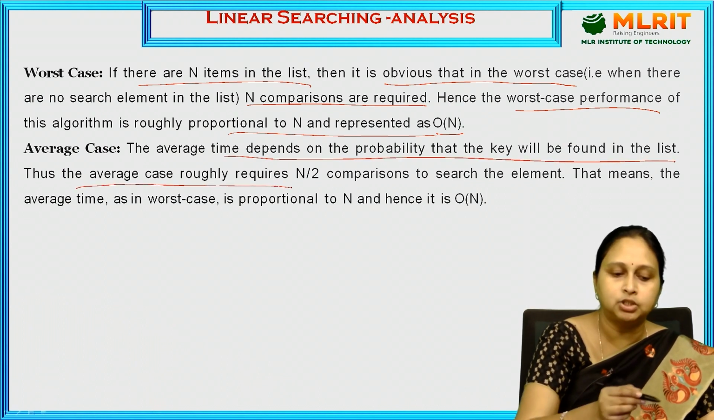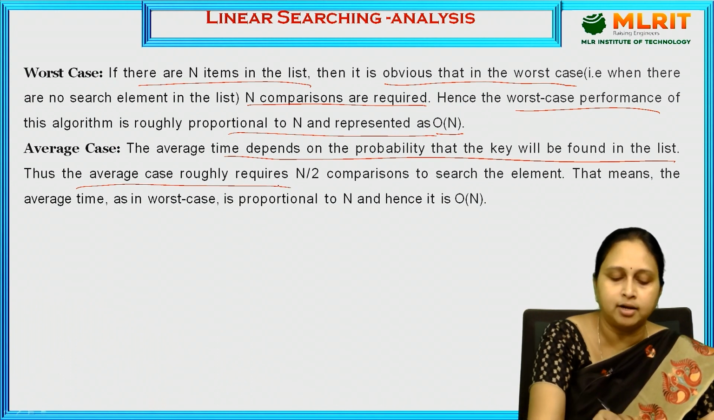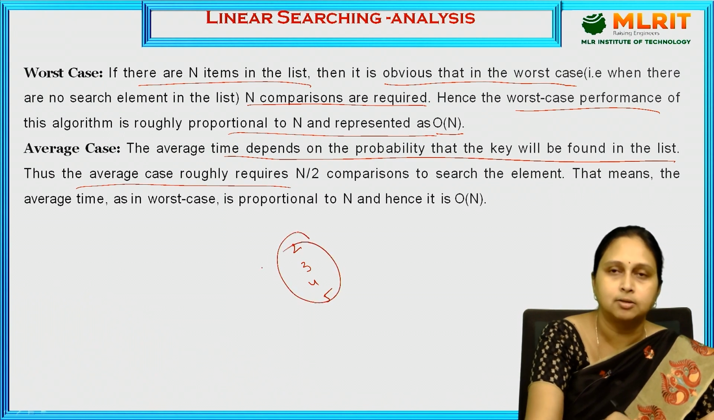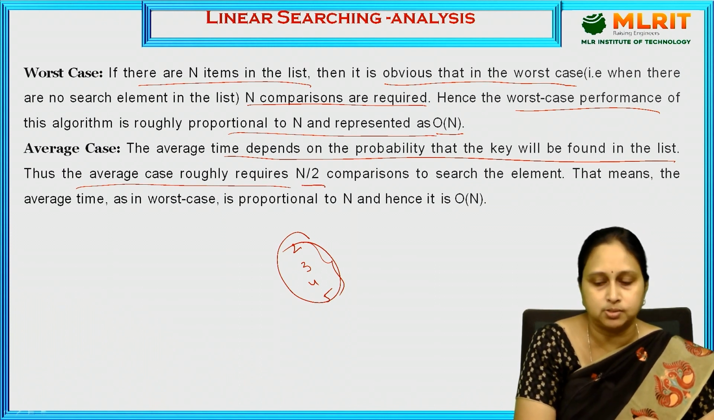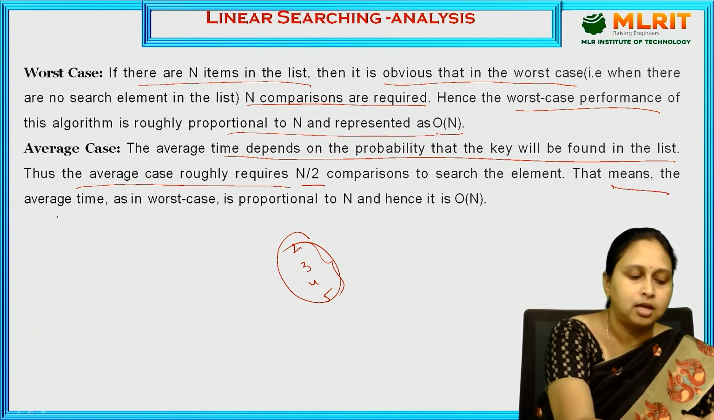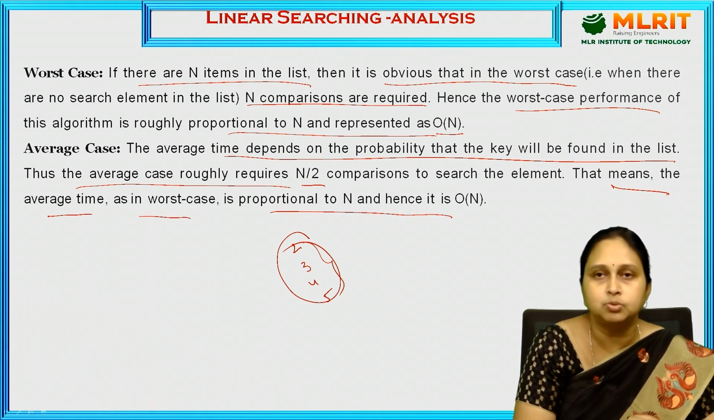Thus the average case roughly requires n by 2 comparisons. It may find the element at the second position or third, fourth, fifth, at any index. If it is going to find it, we take the average of it. That means it will have n by 2 comparisons. That means the average, as in the worst case, is proportional to n, hence it is big O of n only.